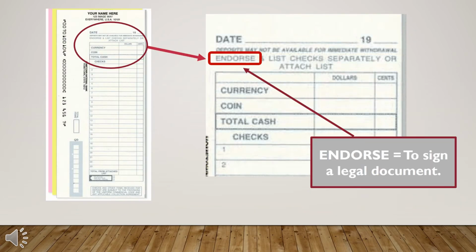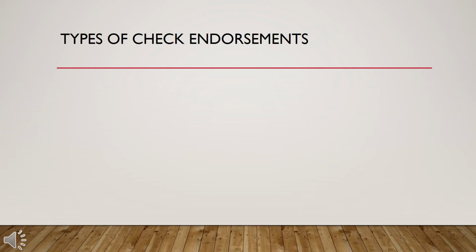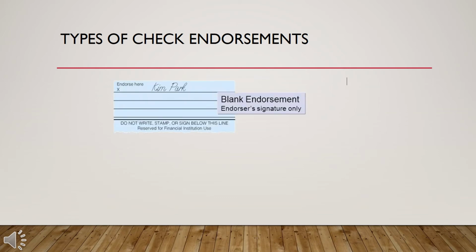The next step is to endorse the back of the checks. To endorse means to sign a legal document, so it is important to do this properly. There are 3 types of endorsements. The first is the easiest. It's a blank endorsement. That is where you only sign your name. The problem is it is very bad for security. If you happen to lose a check that you have endorsed, anyone can pick up that check and take it to their own bank and deposit it into their account.